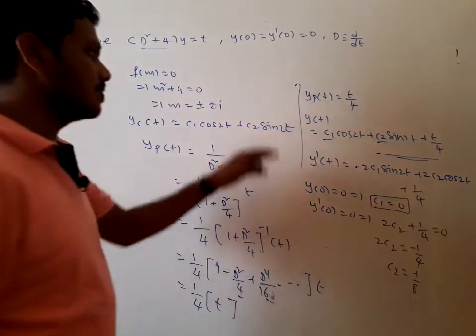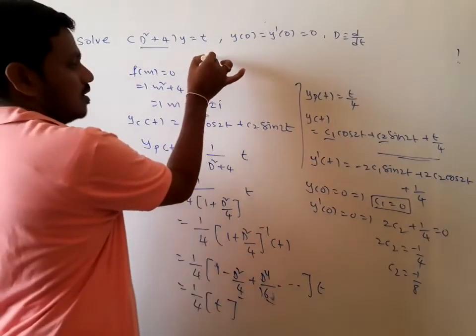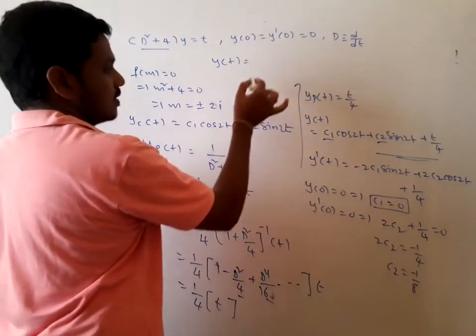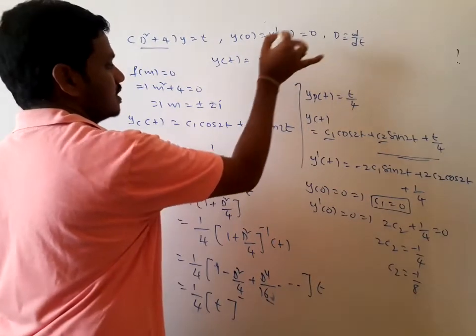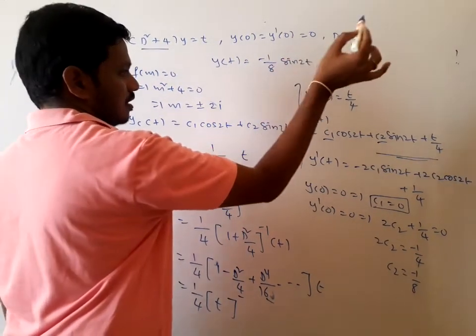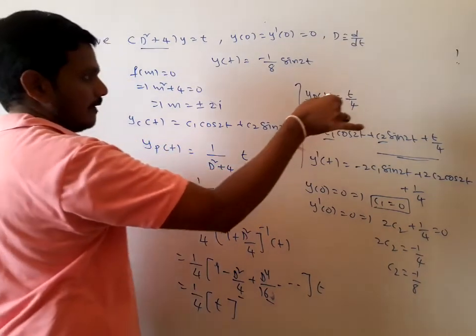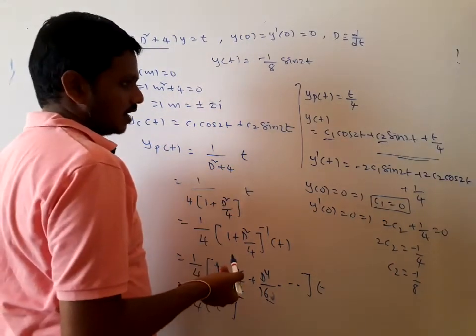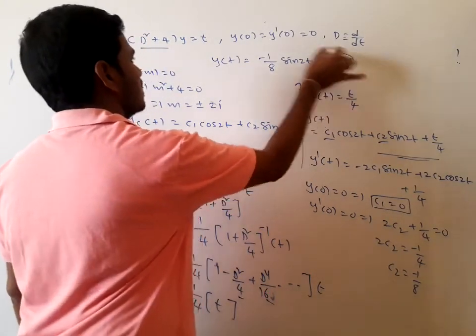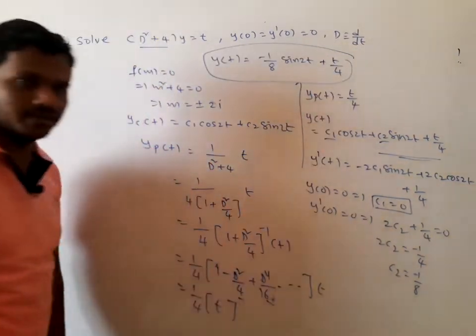So the solution becomes, according to this, what is the solution there? y of t is equal to, with c1 equal to 0 and c2 equal to minus 1 by 8, minus 1 by 8 sin 2t plus t by 4. This is the final solution of the given initial value problem by using this method.